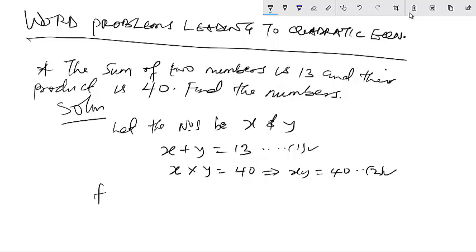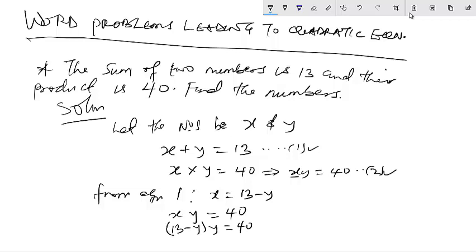Now from my equation 1, I know that x is equal to 13 minus y. So if I know that my x is 13 minus y from equation 1, then it is easier for me, because what you need to do is express one of the equations in terms of the other. So what I need to do is put my value of x in equation 2. My equation 2 is xy equals 40. I already know my x to be 13 minus y, multiplied by y is equal to 40.